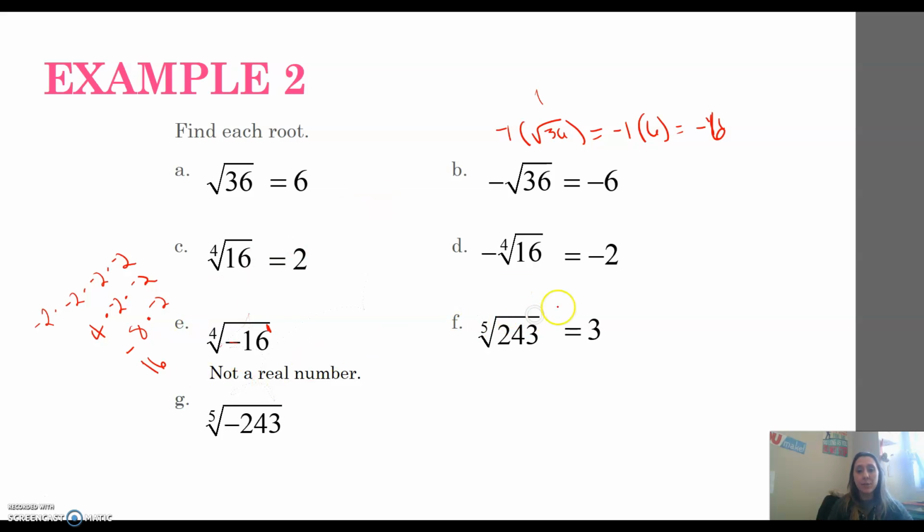But if we look at this, we know that when it's positive, it's 3. So if we try -3, so -3 times -3 times -3 times -3 times -3. Okay, that's 5, right? 1, 2, 3, 4, 5. So we have positive 9 times positive 9, that's a positive 81, and we still need to multiply that by -3, and 81 times -3 is -243. So the answer to that one is going to be -3, and that's why that works.